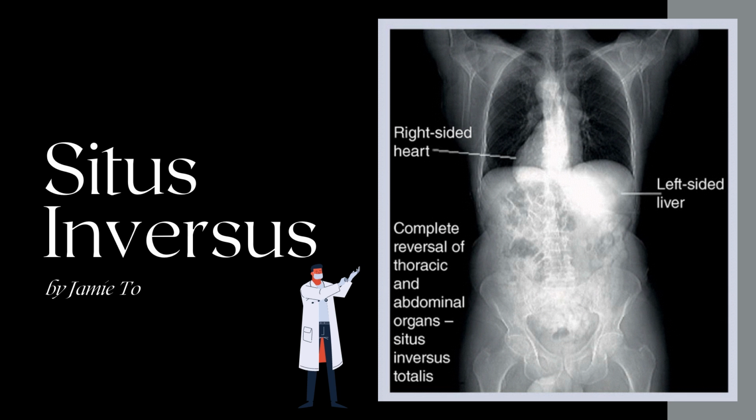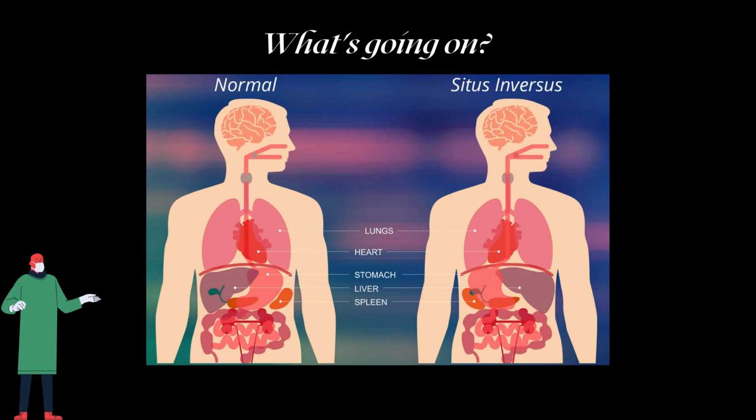As you can see in this X-ray image, the internal organs of this patient are mirrored along the sagittal plane, by which the heart is on the right side, the liver left, and the thoracic and abdominal organs are completely reversed. This is known as situs inversus totalis. You may ask, why totalis? This is because situs inversus, like many other conditions, has variations. However, this is the most typical variance, affecting about 1 in 10,000 people.